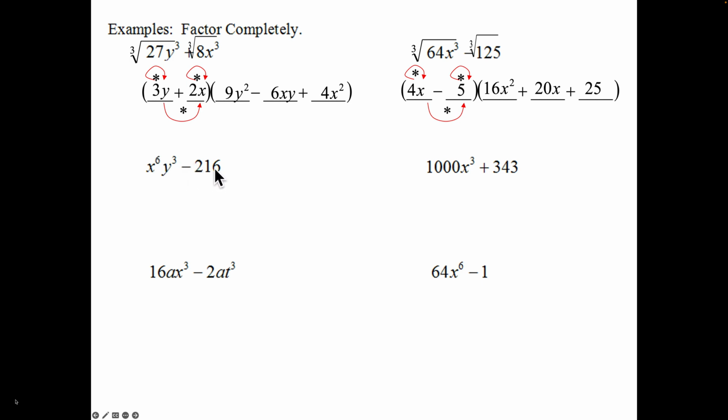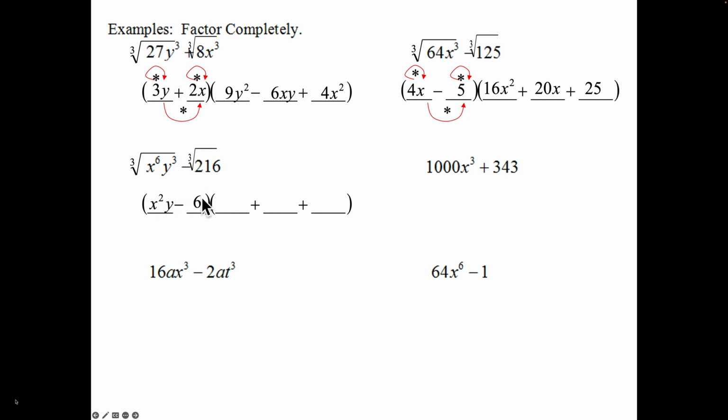216, that's a perfect cube. I believe that's 6 to the 3rd power. So with a minus sign here, we're going to have the same setup as here: minus, plus, plus. Take the cube root. That means just take the root and divide it into the power. 6 divided by 3 is 2. 3 divided by 3, 1. So x squared y to the first.